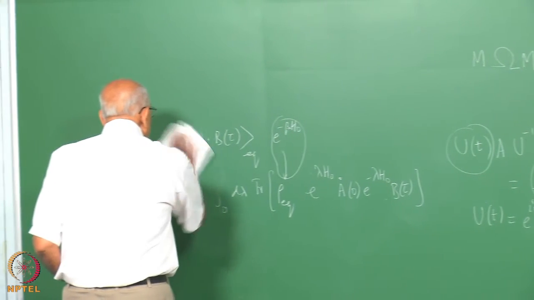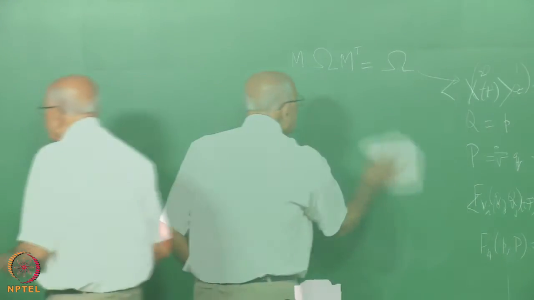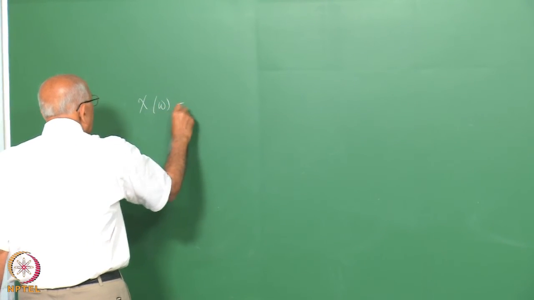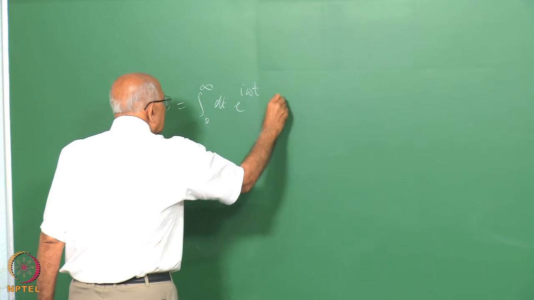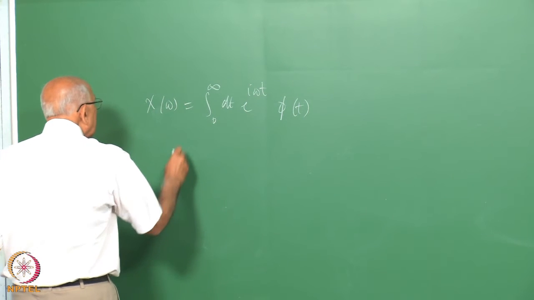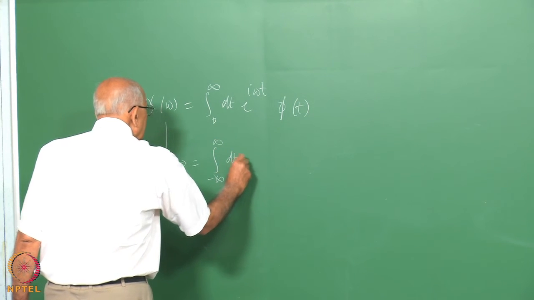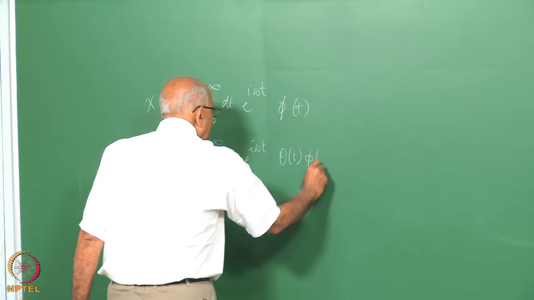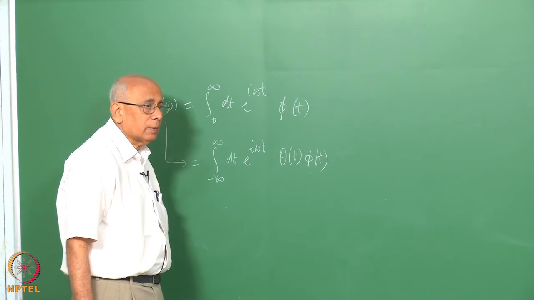In fact, there are immediately relations between, as we will see, the spectral function and this, and let me write one of those down. So chi, let us forget about the AB, chi of omega is integral 0 to infinity dt e to the I omega t phi of t. On the other hand, this is also equal to integral minus infinity to infinity dt e to the I omega t theta of t phi of t. This is the Green function and that is the Fourier transform of that out here.